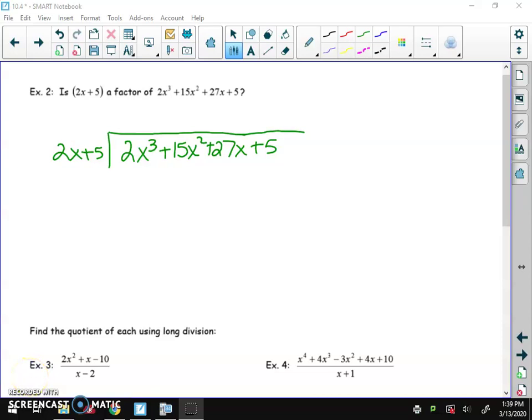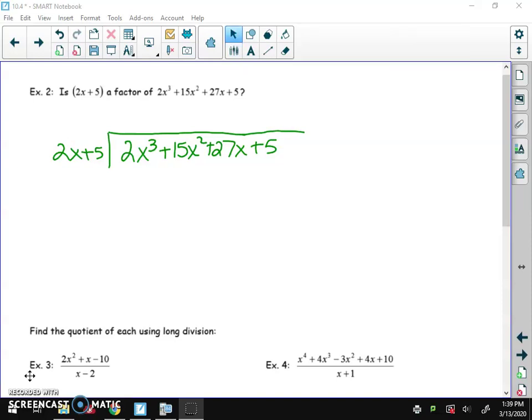In example 2, it asks us if 2x plus 5 is a factor of 2x cubed plus 15x squared plus 27x plus 5. We know that something is a factor of another number if it goes in evenly with a remainder of 0. So we're going to test this and check to see if 2x plus 5 goes in evenly. So we're going to go ahead and do our long division.